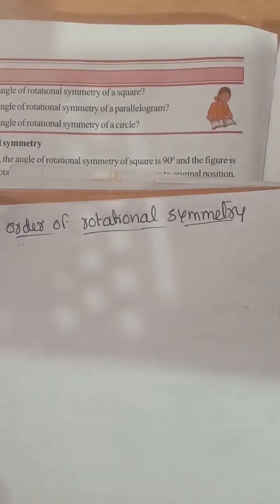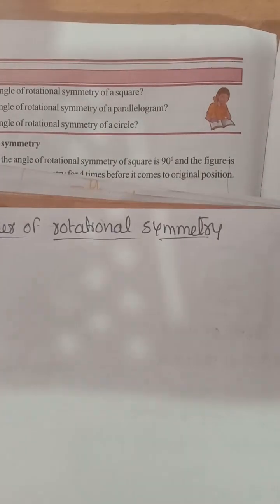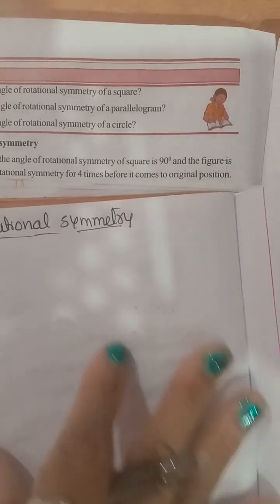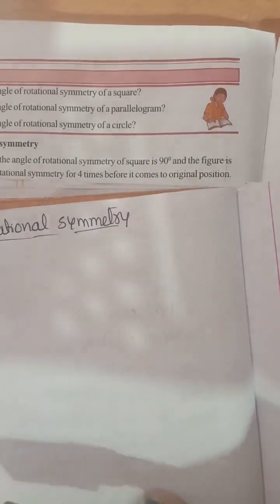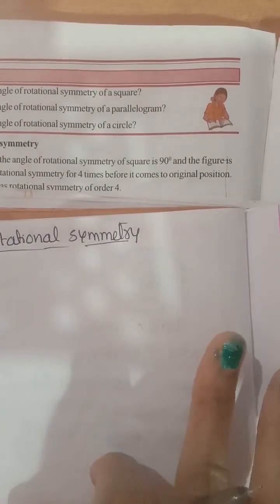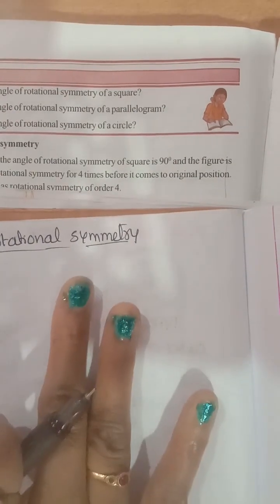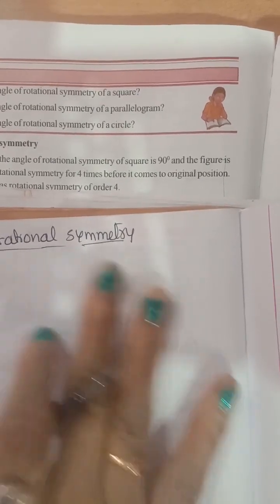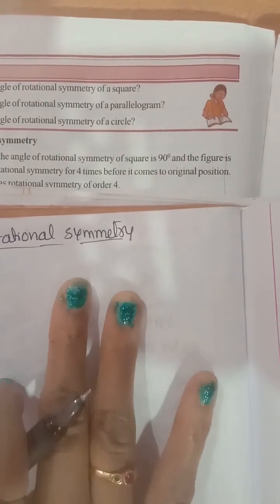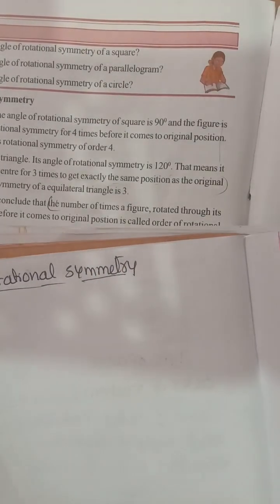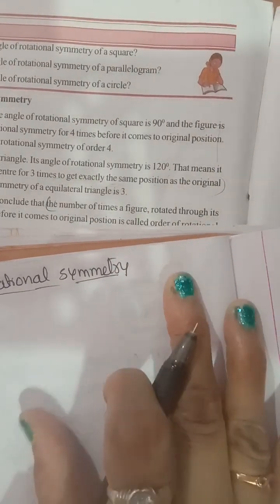In the previous activity, if it is a square, what is the angle of rotational symmetry? It is 90 degrees only. Minimum angle is 90 degrees. So if a square is rotated by 90 degrees about its center 4 times only, how many times? 4 times. If it is rotated, we will get exactly the same position as the original one. Okay?